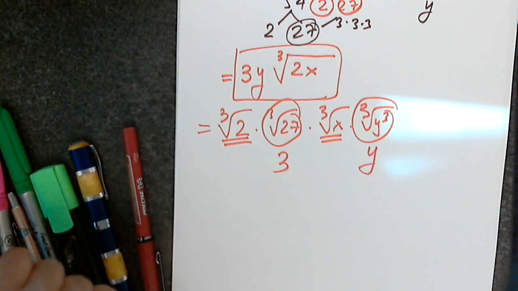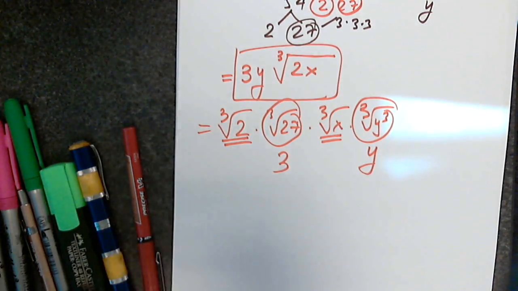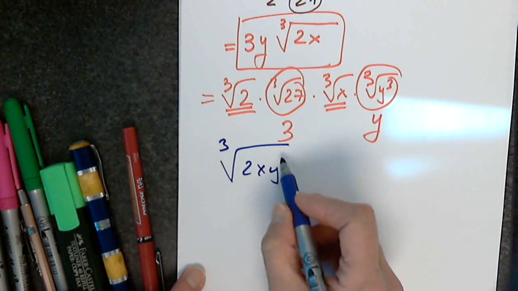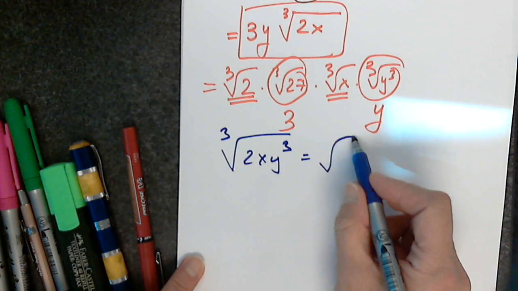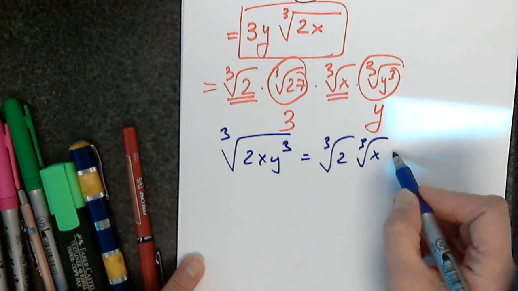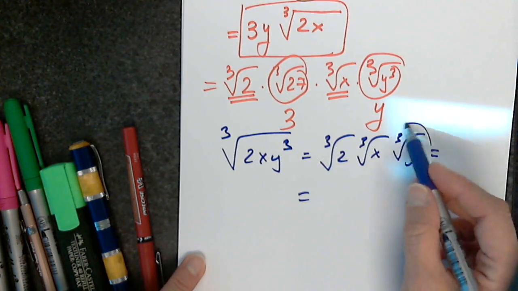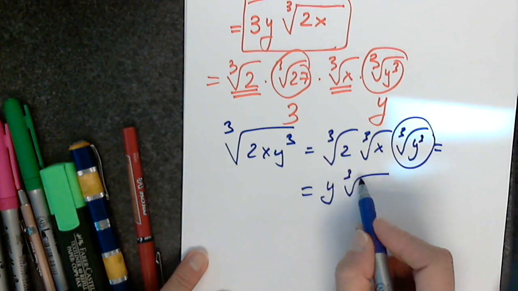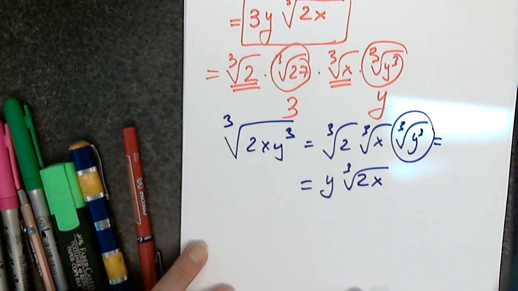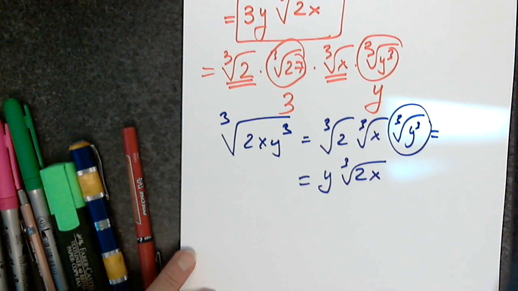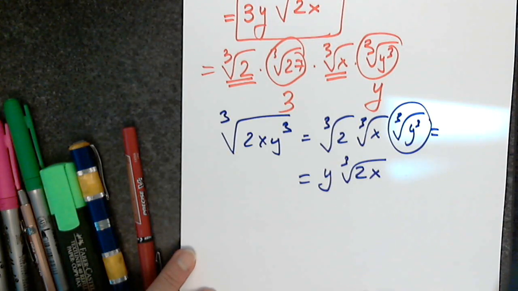Okay, so now the next one is the cube root of 2xy cubed, which is the cube root of 2, the cube root of x, and the cube root of y cubed. Only y goes outside from here. So it's y, the cube root of 2x. Is this clear? We understand the second one.